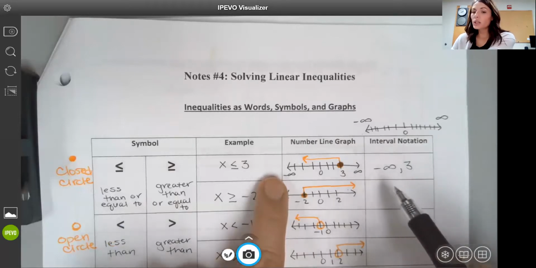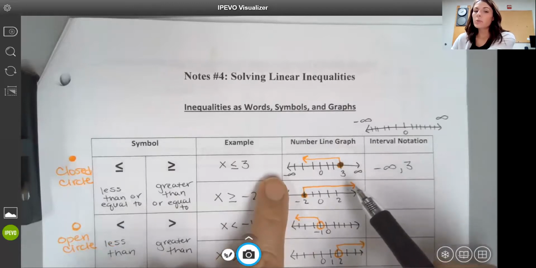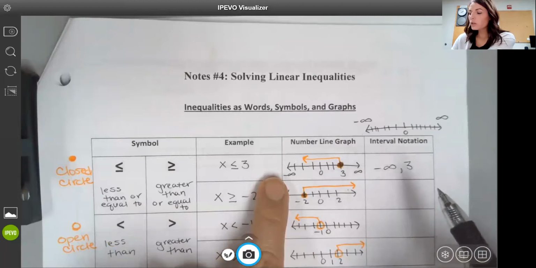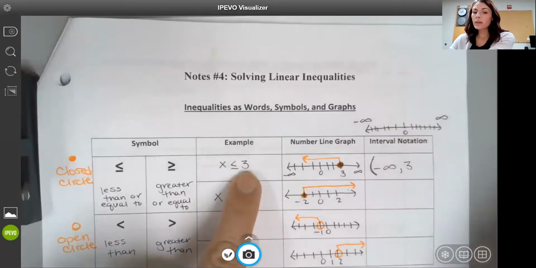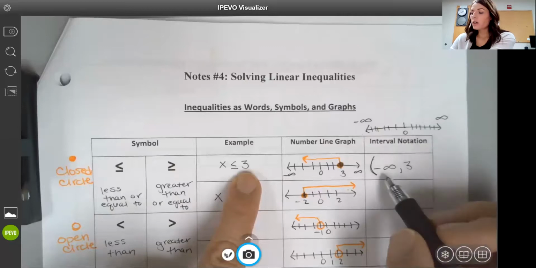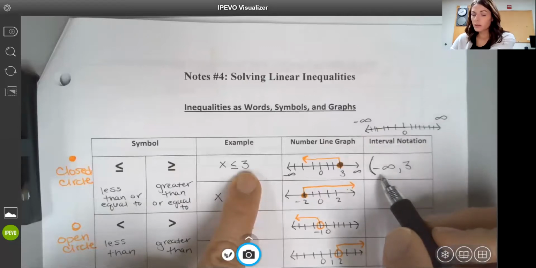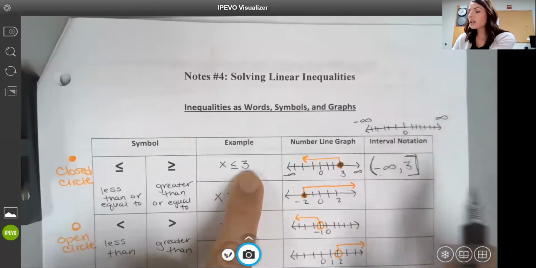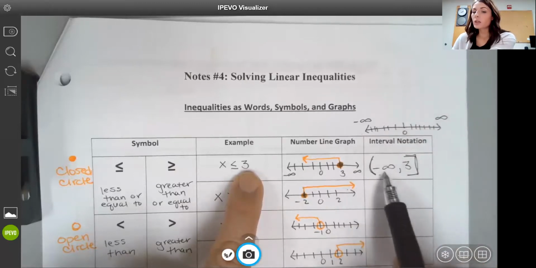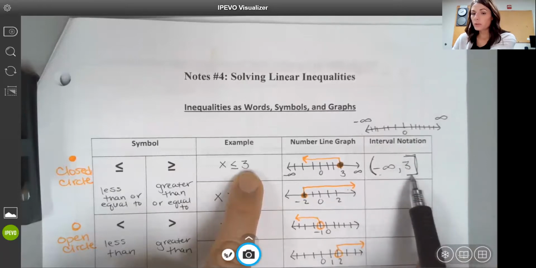Now, with interval notation, we use parentheses and brackets to indicate if the answer is included in our solution set or if it's not. So by our infinity and negative infinity, we're always going to put parentheses. If we're including that value in our number set, we will put a bracket on that side. If we're not including it, we will use a parenthesis. So infinity and negative infinity are always a parenthesis, because there's really no endpoint there. It's just going on and on and on. And we want to include 3, so we're going to use a bracket to show that that solution set is all of our negative numbers up to 3 and including 3.